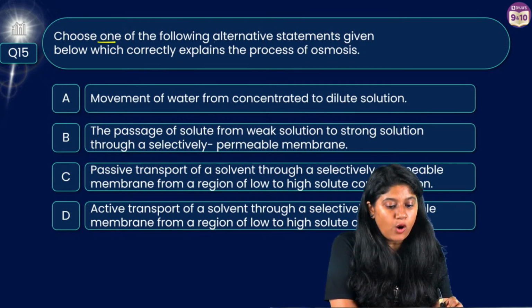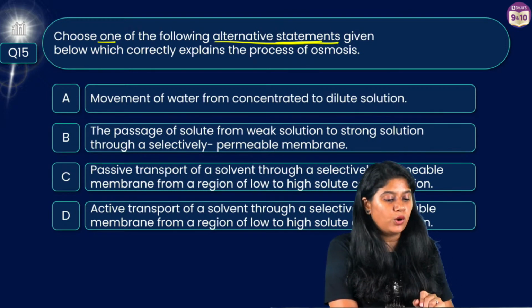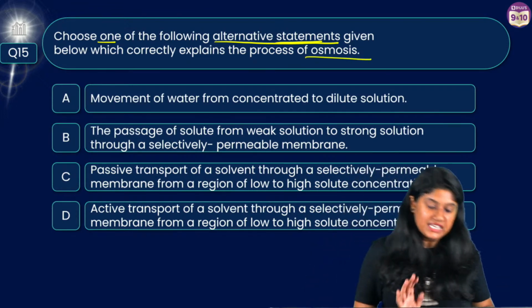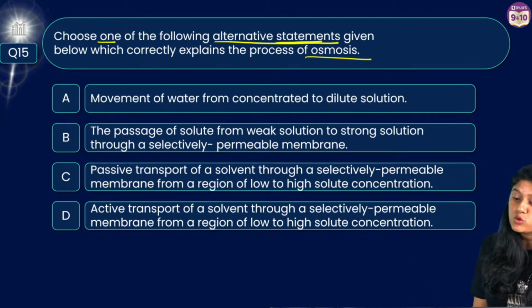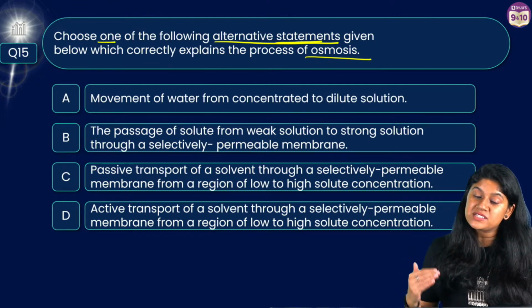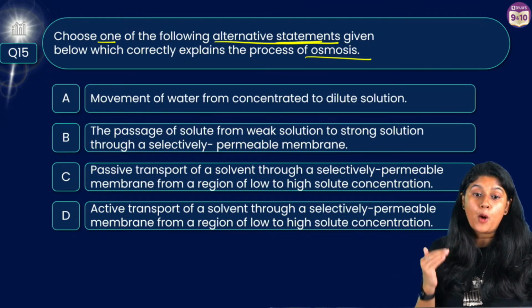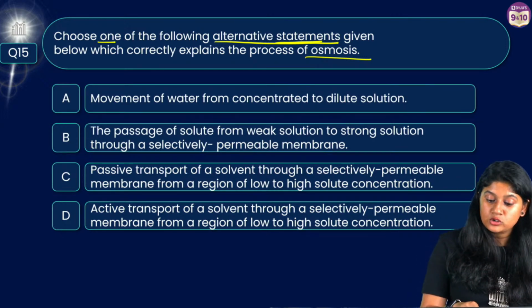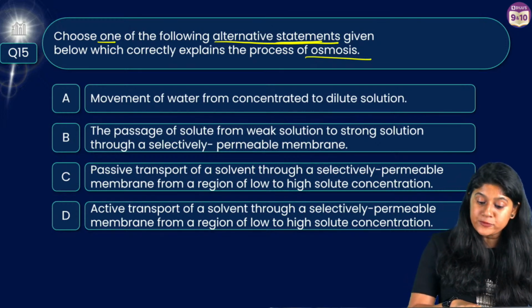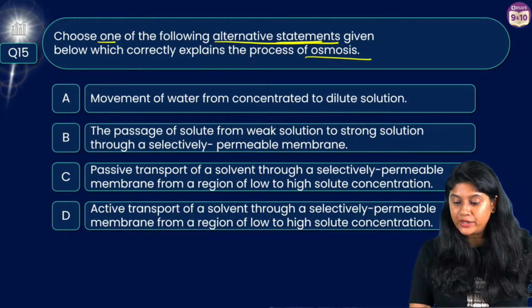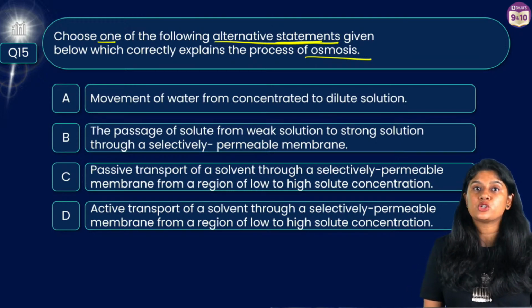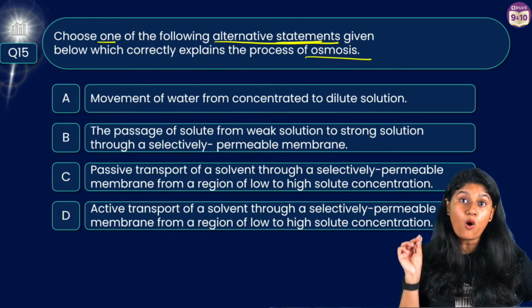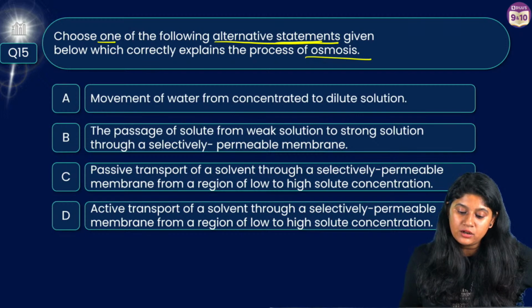Choose one of the following alternative statements given below which correctly explains the process of osmosis. Everyone, I am leaving you with this question. Read the question carefully. Option A: movement of water from concentrated to the dilute solution. Option B is the passage of the solute from a weak solution to strong solution through a selectively permeable membrane. Option C is passive transport of a solvent through a selectively permeable membrane from a region of low to high solute concentration. Or option D, active transport of solvent through the selectively permeable membrane from a region of low to high concentration.